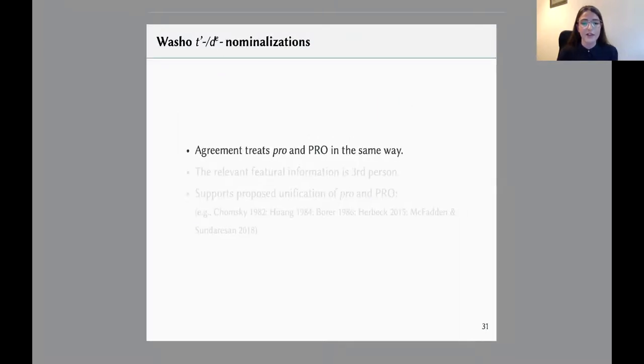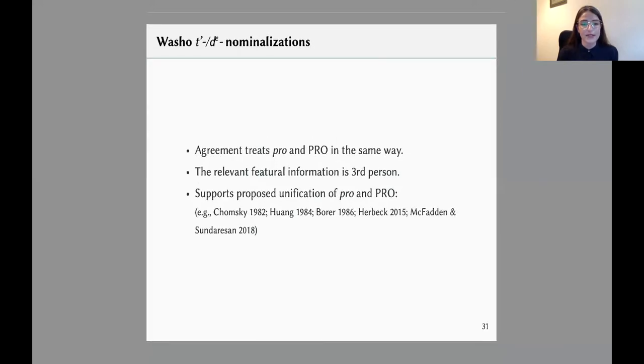So what we see here is that agreement is really treating little pro and big pro in the same way, and the relevant featural information that it cares about is third person. So this supports at least a proposed unification of little pro and big pro, as has been argued for quite a long time.